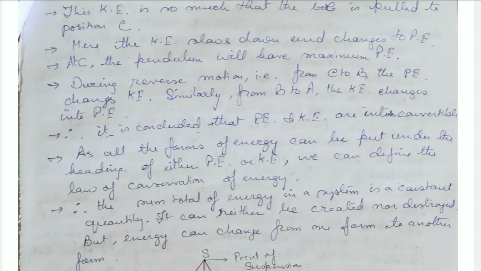And at C, what happened? The pendulum will have the maximum potential energy. During the reverse motion from C to B, the potential energy again changes into kinetic energy. Similarly, from B to A, the kinetic energy changes to potential energy. Therefore, it is concluded that potential energy and kinetic energy are interconverted.